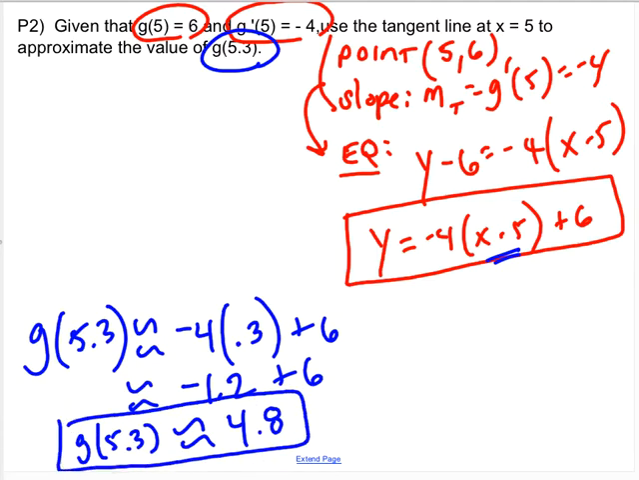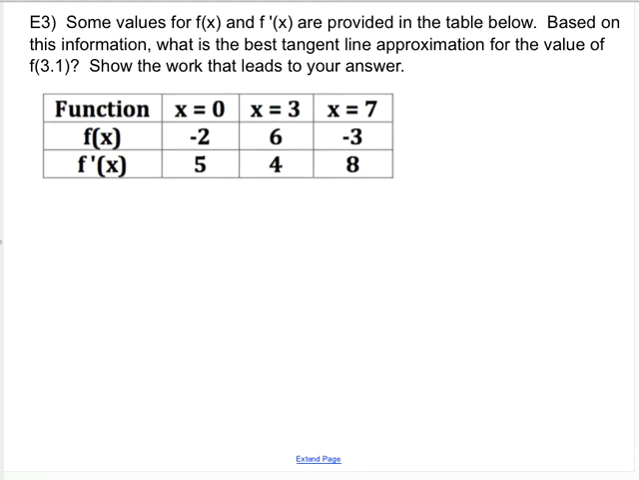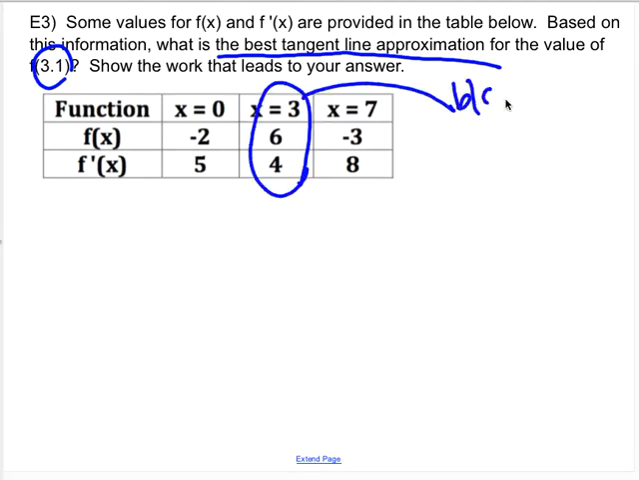All right, moving on. So same idea, presented with a lot of information in a table, but it's not a more difficult problem. So we're given values of f and f prime. We are asked to use this to make the best tangent line approximation for 3.1, right? So f of 3.1. Well, that means we're going to use this. Why this? Because x equals 3 is the one that is the closest to x equals 3.1. So the trick here is you were given other information and it's useless, right?